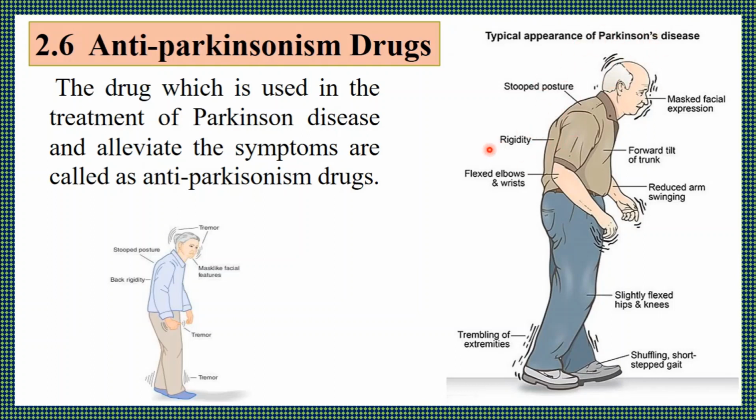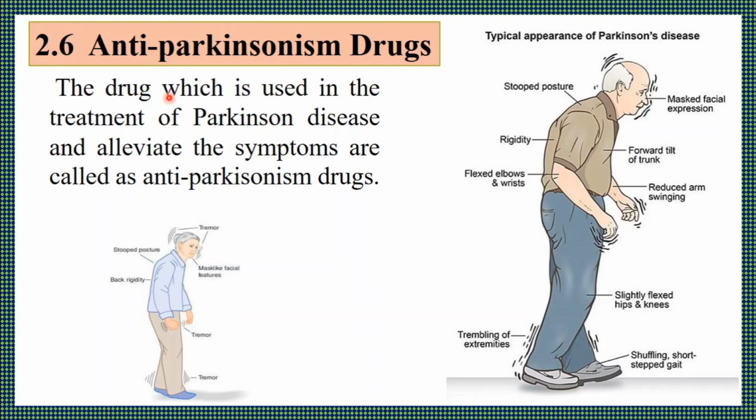There are three types of Parkinson disease: first is idiopathic paralysis agitans, then post-encephalitic Parkinsonism, and atherosclerotic Parkinsonism.